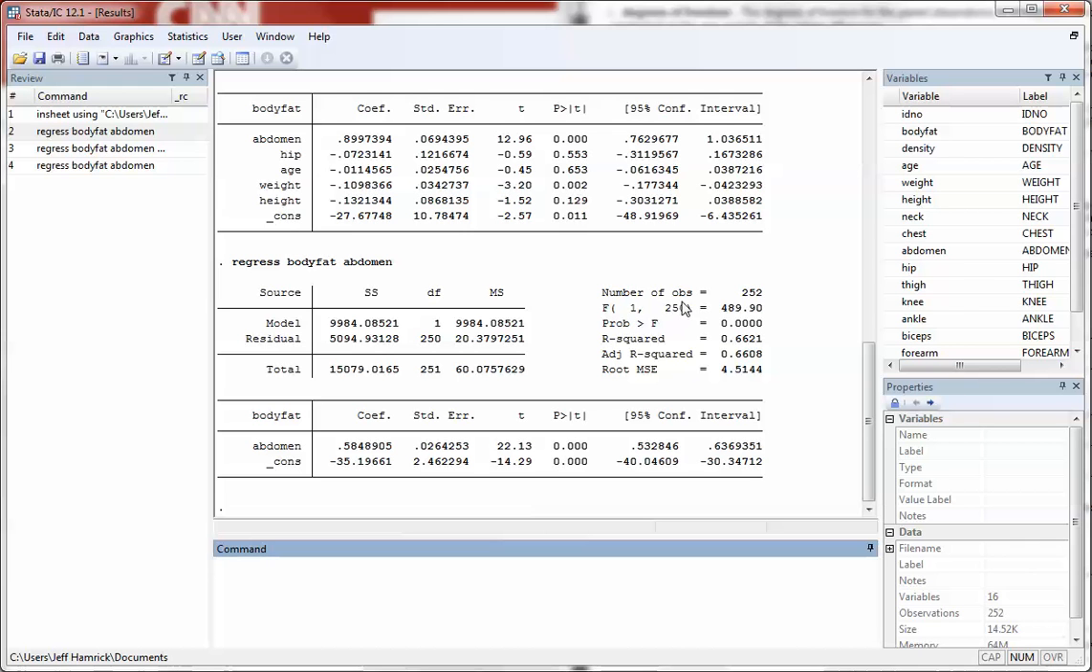In fact, the probability mass to the right of 489.90 is equal to 0 up to 4 decimal places. So that means we would conclude that the regression relationship is highly significant. Abdominal circumference does indeed explain body fat percentage.